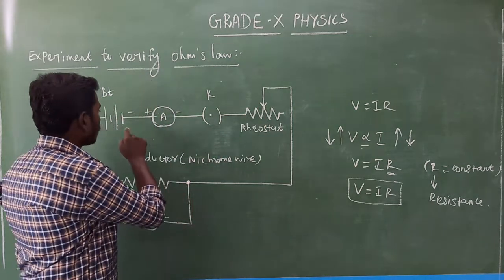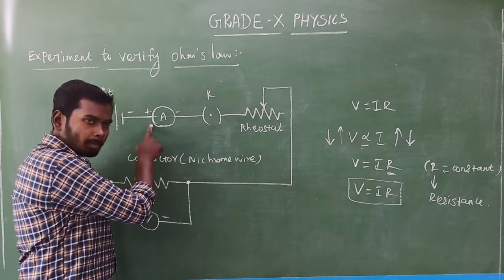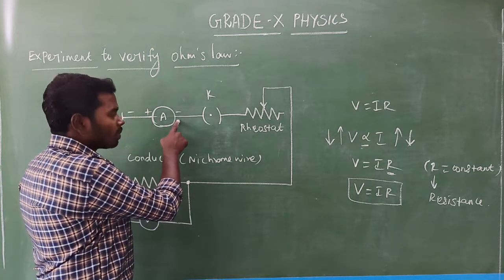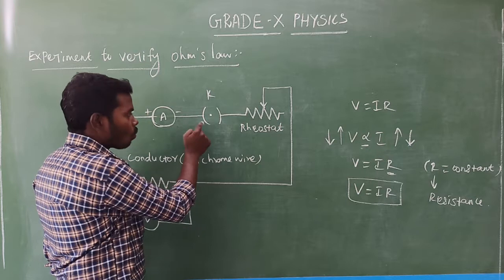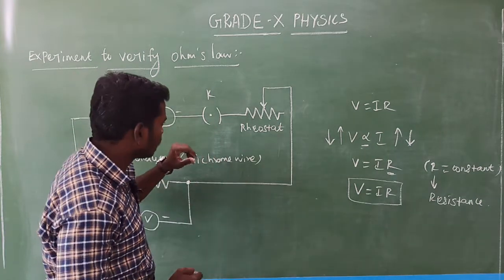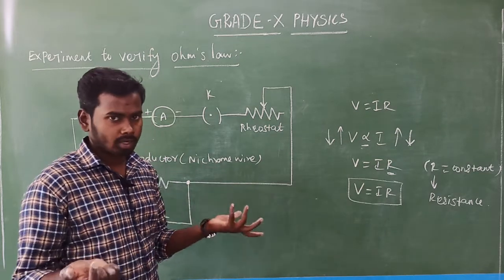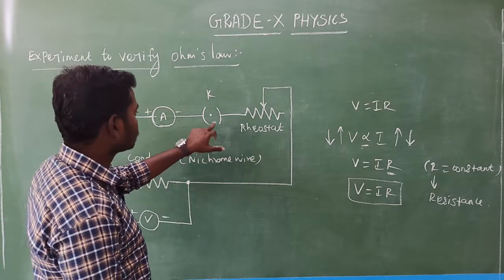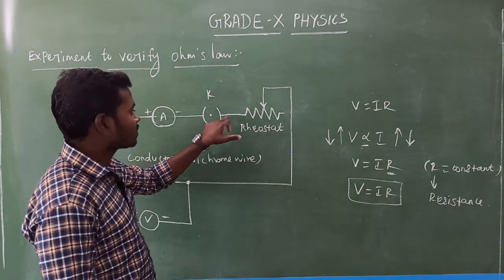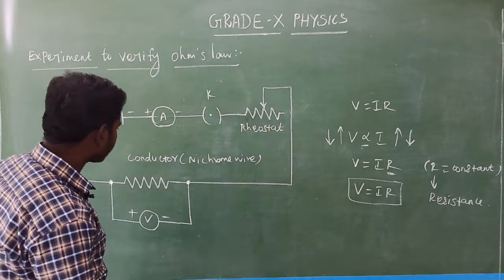Next, the negative terminal of the battery is connected with the positive terminal of the ammeter. Then the negative terminal of the ammeter is connected with one end of the switch. It may be whichever, because the key has two terminals and we can connect either one. The other end of this key is connected with the other end of the rheostat. Is it clear?